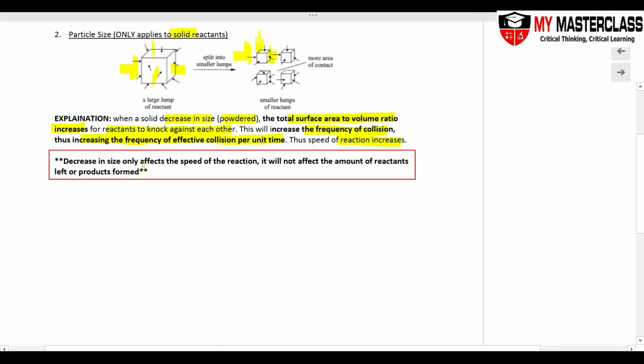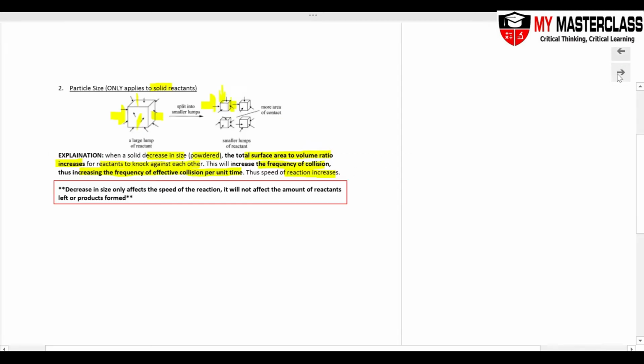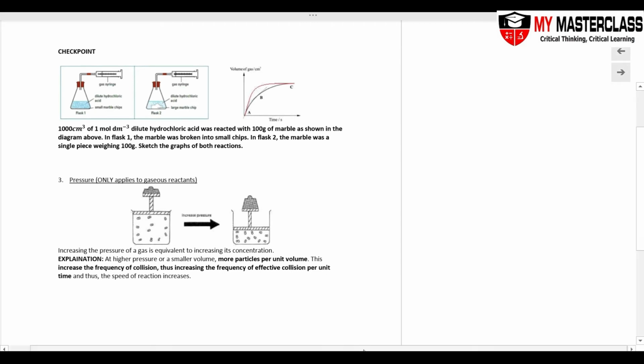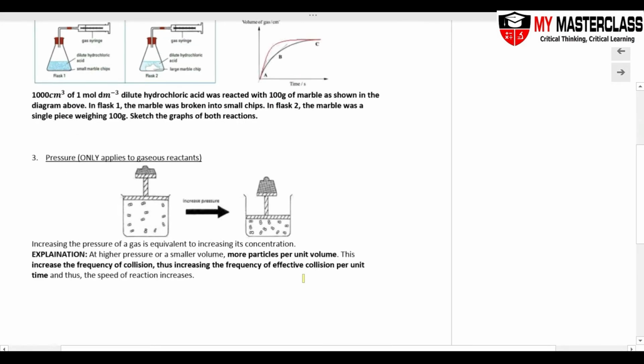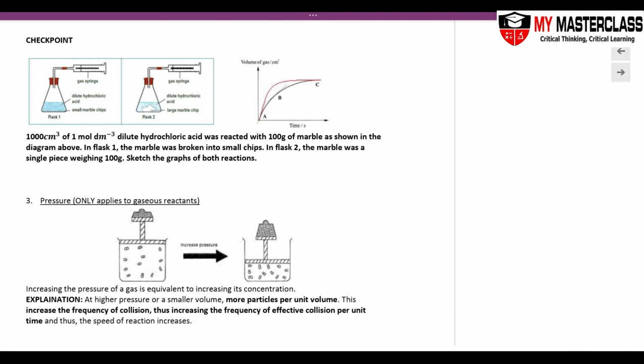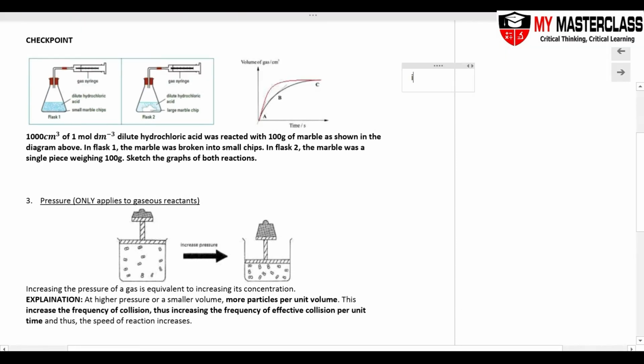Decrease in size only affects the speed of reaction. It does not affect the amount of products formed. Let's look at this checkpoint to illustrate why I said that. Just now, that point is increase or decrease in size. A decrease in size does not affect the amount of reactants or product formed.